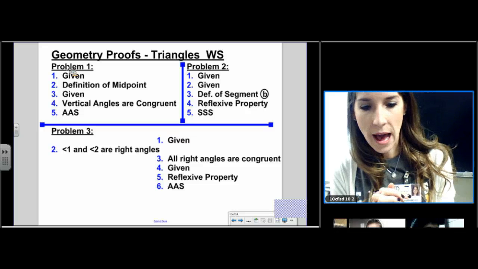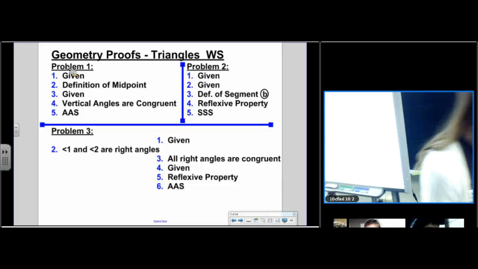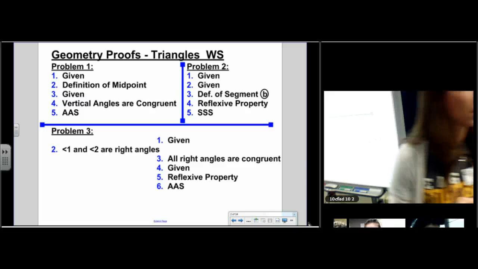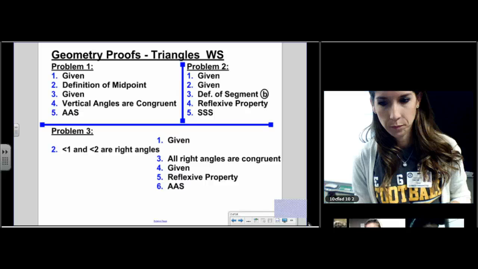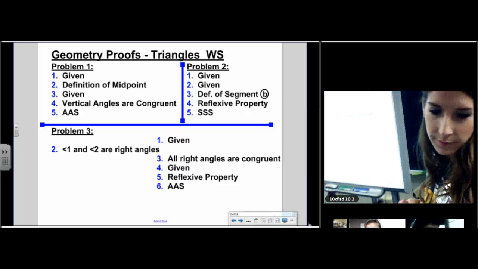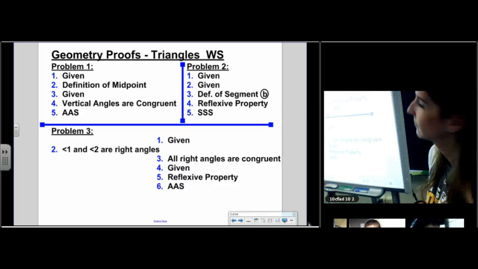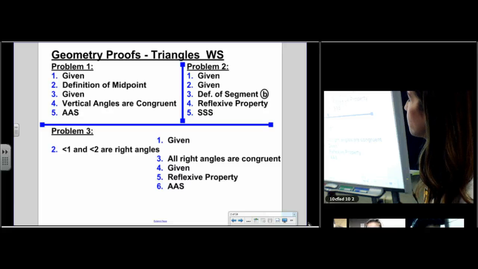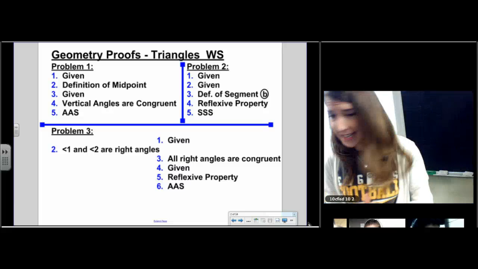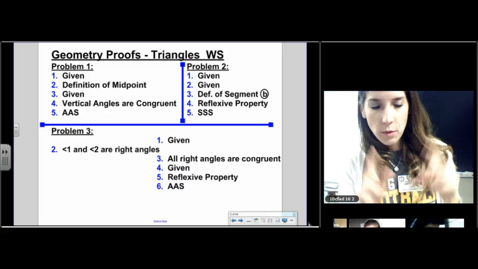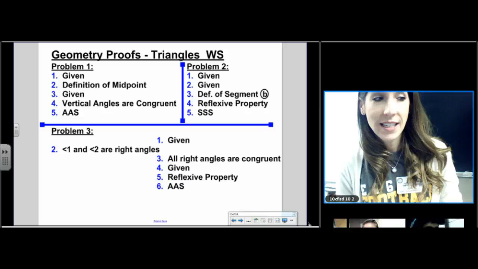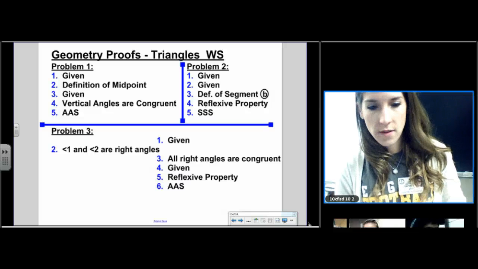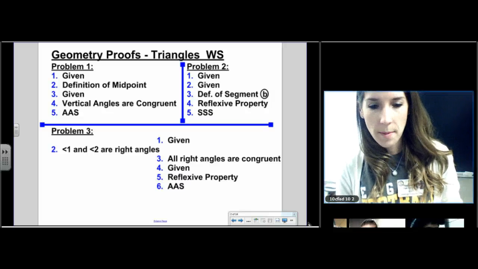Let's start by checking last night's homework. Check your answers to geometry proofs. Last night we gave you a sheet where you were proving triangles congruent, but a lot of the blanks were filled in for you. Tonight we're giving you an assignment where none of the blanks are filled in for you. So we're going to talk about how you're going to approach that in a minute.